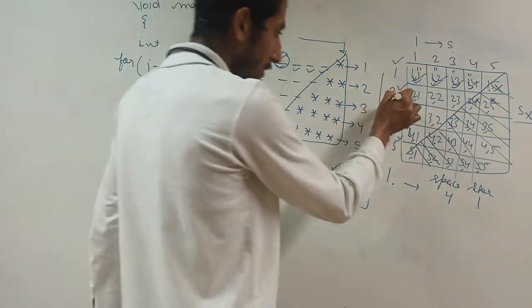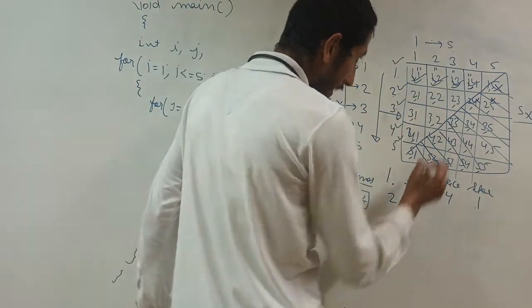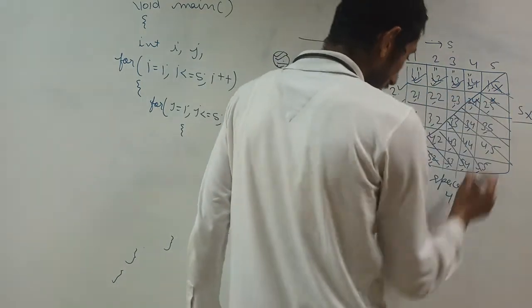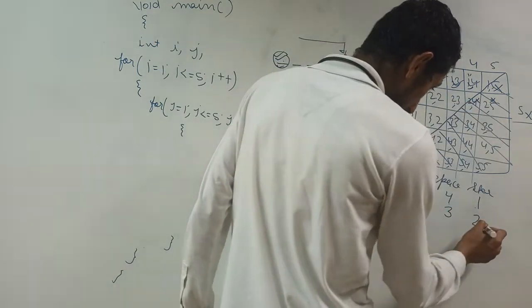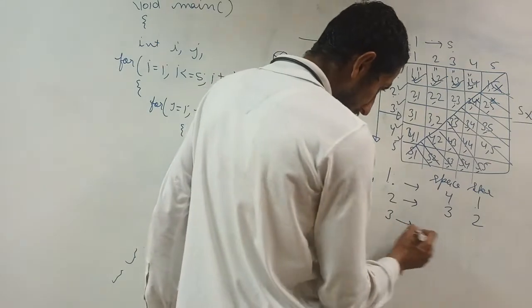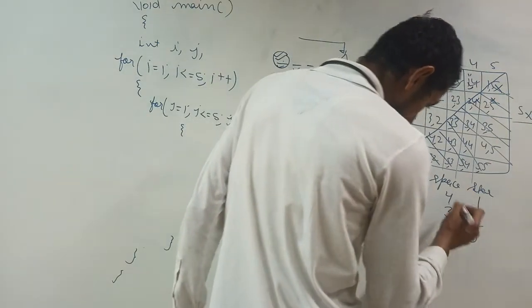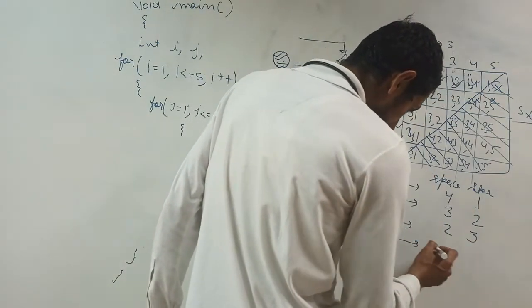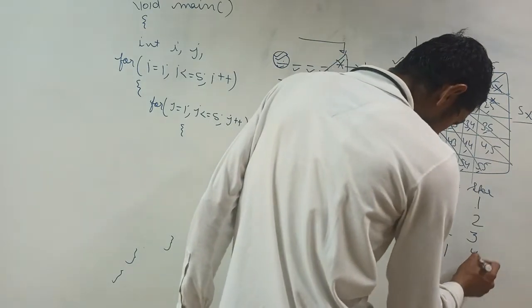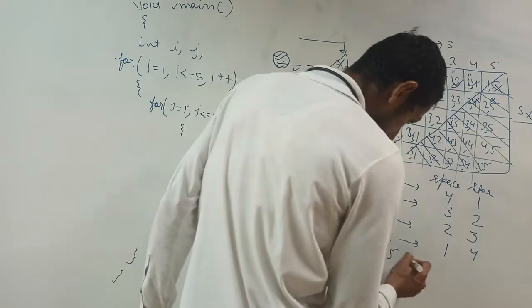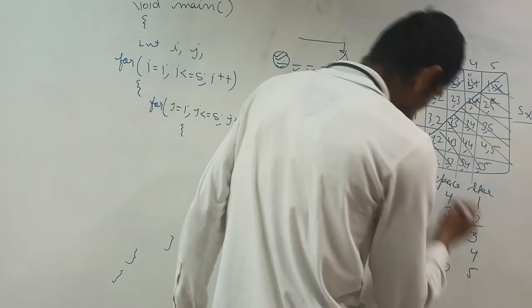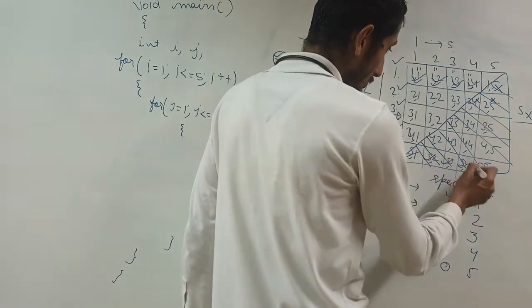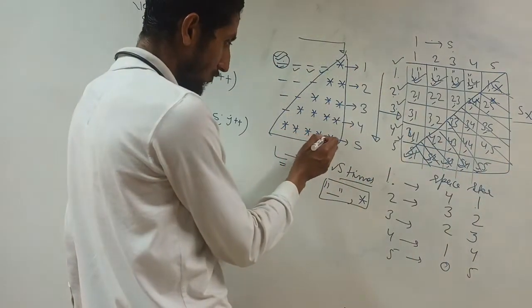In row number 2, I have 3 spaces and 2 stars. In row number 3, I have 2 spaces, 3 stars. Row number 4, I have 1 space, 4 stars. And in row number 5, I have 0 spaces and 5 stars. 1, 2, 3, 4, 5.